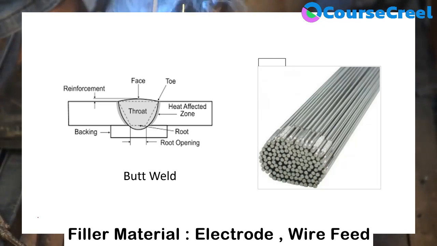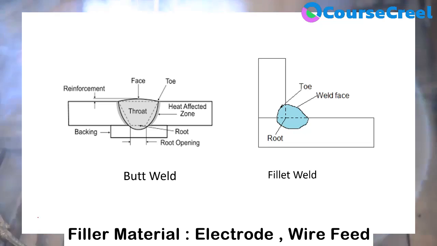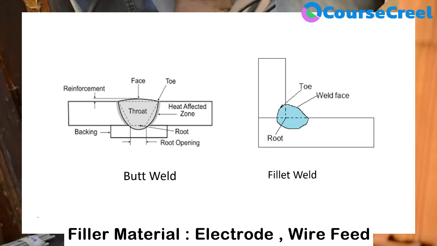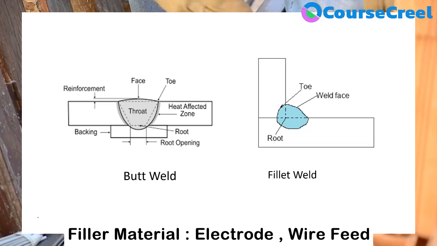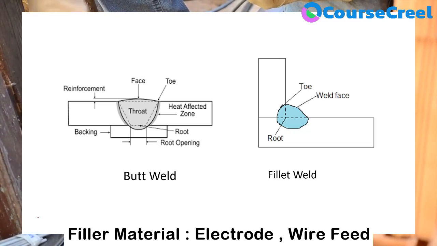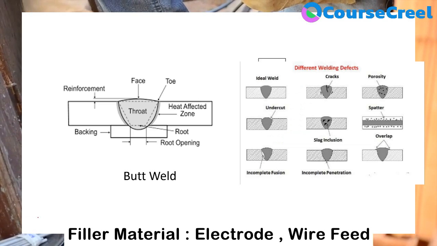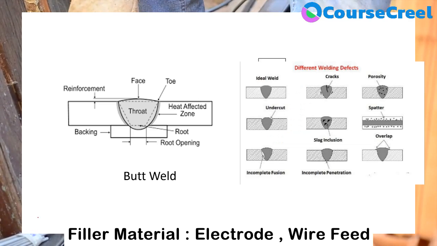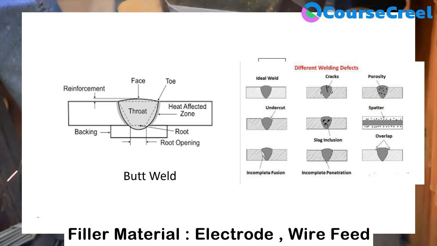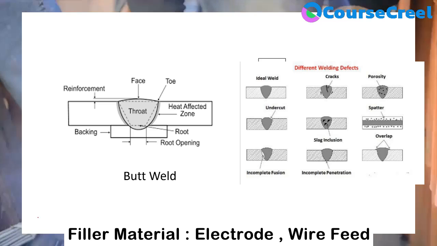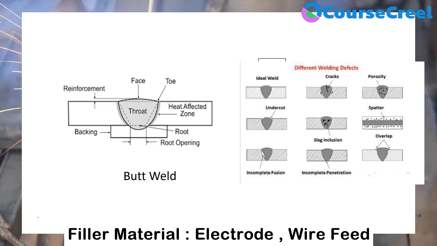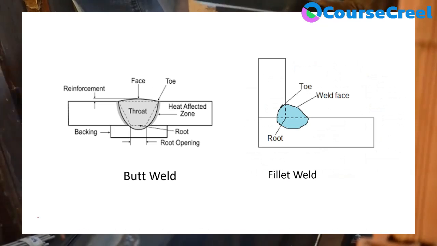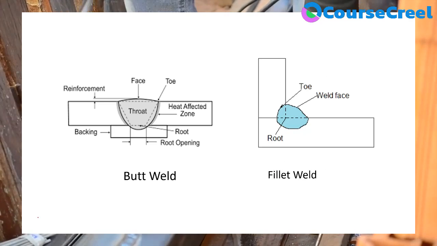Now, why are we using shielded gases with bare wire? These shielded gases are used to protect the molten metal or weld pool from the oxygen, hydrogen and nitrogen present in the air. These elements or gases can be responsible for many types of welding defects, for example porosity, cracks, etc. So we use shielded gas to protect the weld pool from the elements which are responsible for welding defects. These are the types of filler material we use, electrodes and wire feed. So these are the basic terminologies of welding.